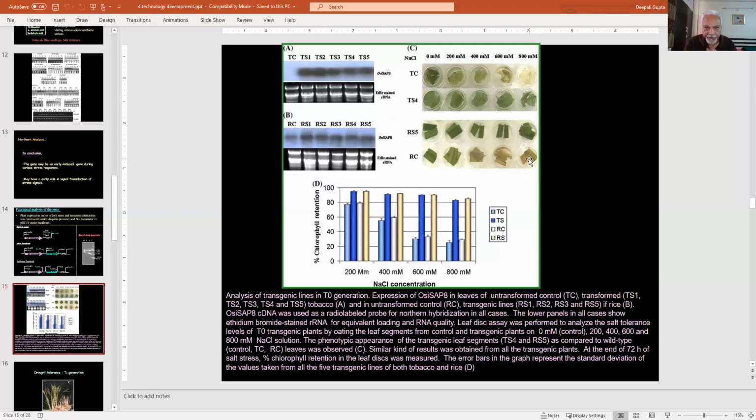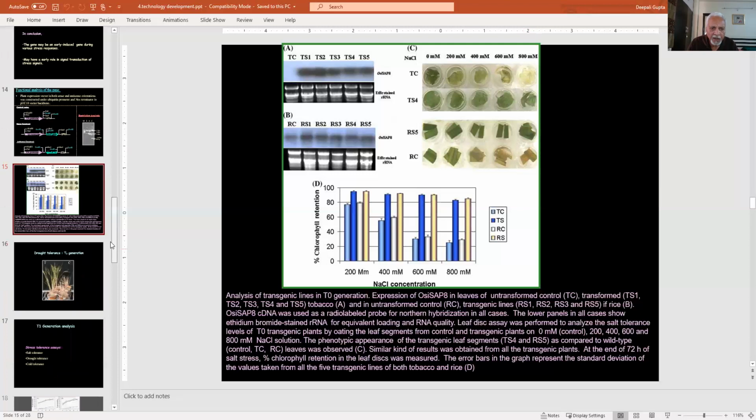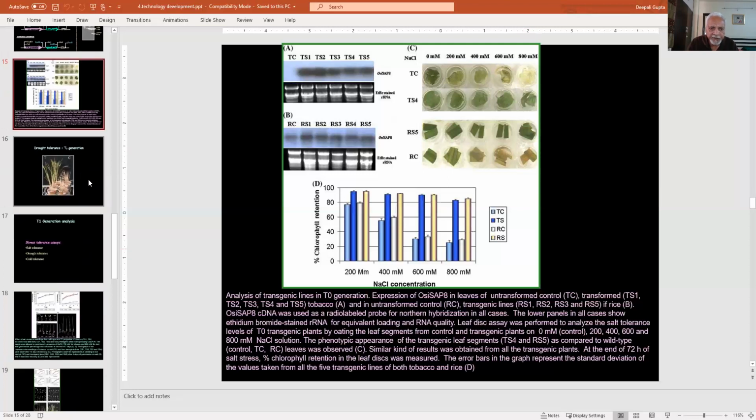So what this analysis means is that the transgenic lines which were generated are expressing, making transcripts, and also conferring tolerance against stress conditions of salt. So this was an indication.